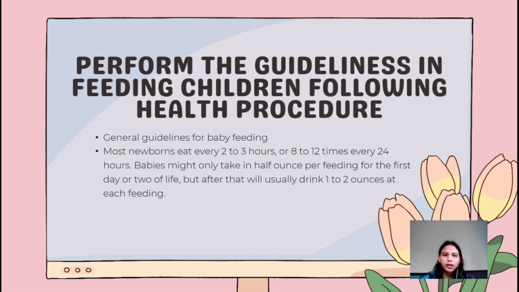Perform the guidelines in feeding children following health procedure. General guidelines for baby feeding. Most newborns eat every 2 to 3 hours, or 8 to 12 times every 24 hours. Babies might only take in half an ounce per feeding for the first day or two of life, but after that will usually take 1 to 3 ounces at each feeding.